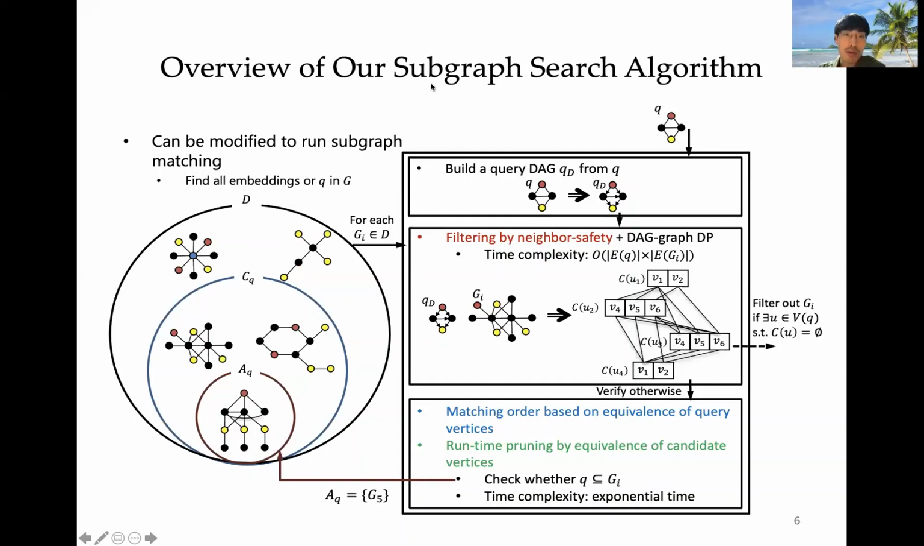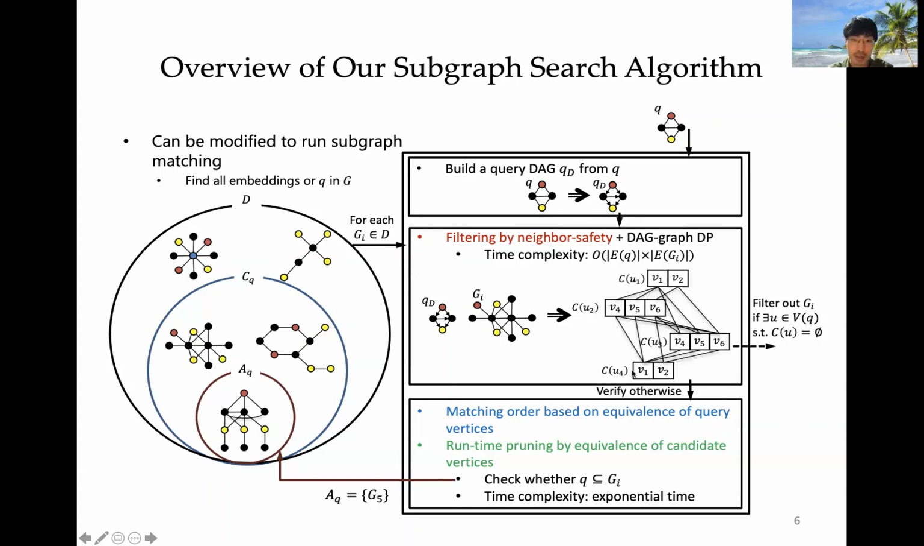This is the overview of our subgraph search algorithm. Given a query graph, we build a query DAG from that query graph. And between this query DAG and every data graph, we perform dynamic programming together with a filtering technique using a new concept called neighbor safety. The output of this dynamic programming is an auxiliary data structure called CS, which consists of a candidate set for every query vertex and edges between candidates from different candidate sets.